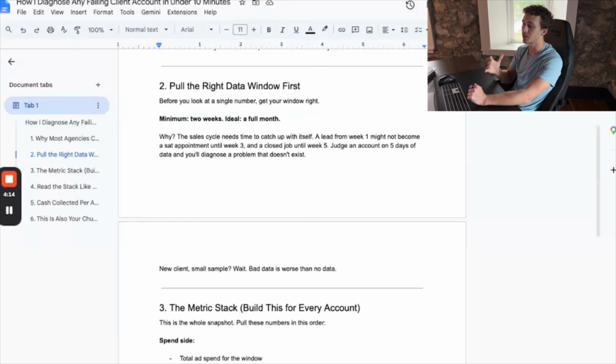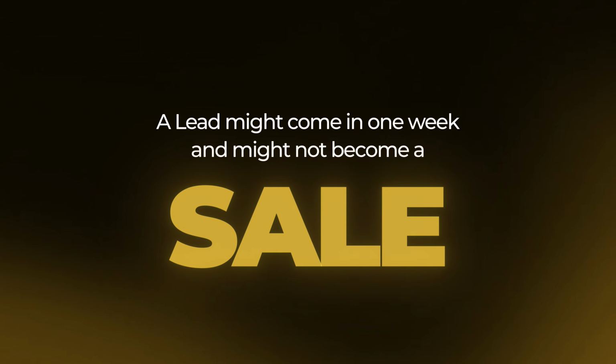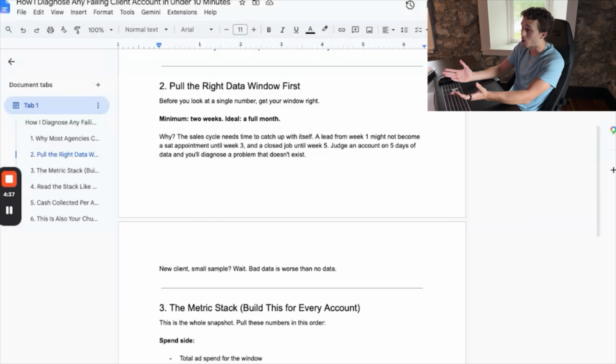And I set this expectation with every single one of our clients before we even close them, so they're under this expectation from the get-go. Because it's important that you have this time to collect enough data so you can do this appropriately. It's just good practice for scaling any campaign, really. Like I said, a lead might come in week 1 and might not become a sale or even the appointment occurring until week 3, right? So there's a lag that needs to catch up with itself.